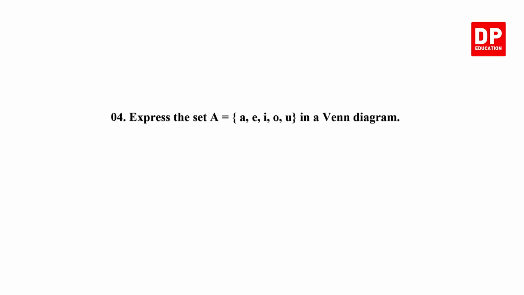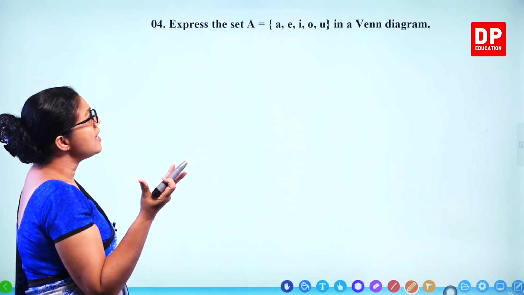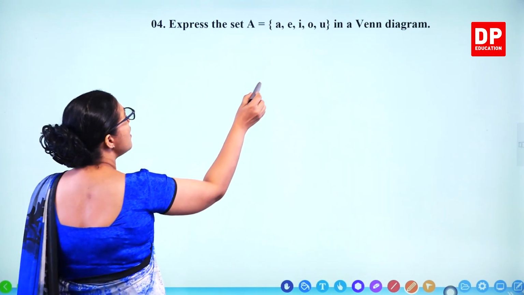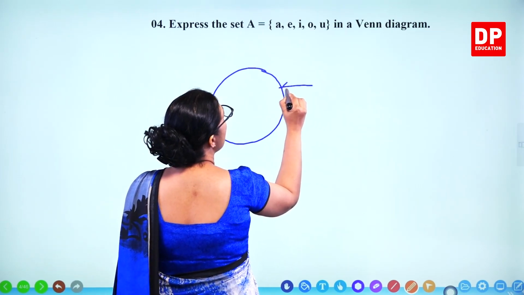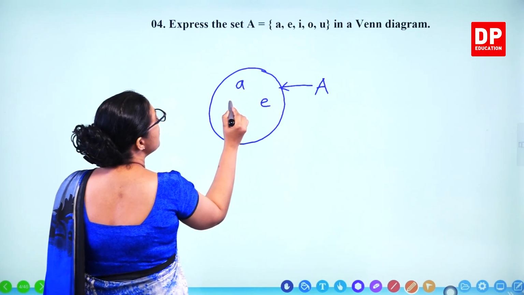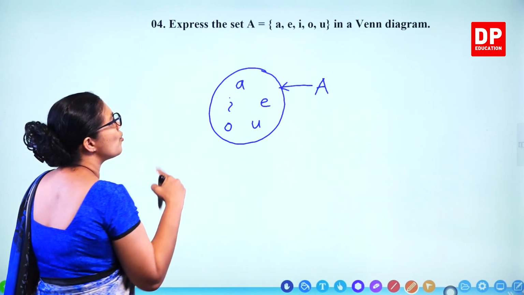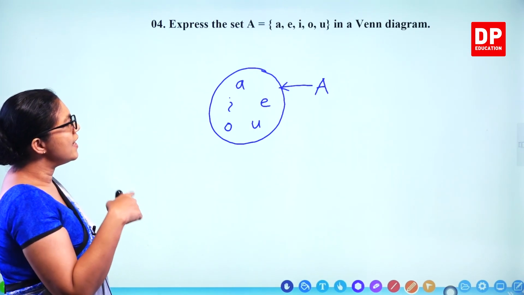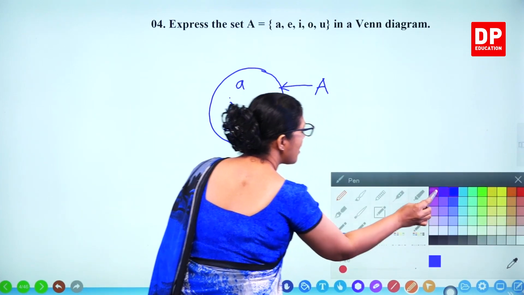Express the set A, that's A, E, I, O, U, the vowels, in a Venn diagram. That means you can draw a closed figure and label this as A, and you can write all the elements inside the closed figure. That's called a Venn diagram: A, E, I, O, U. You get 2 marks for that.